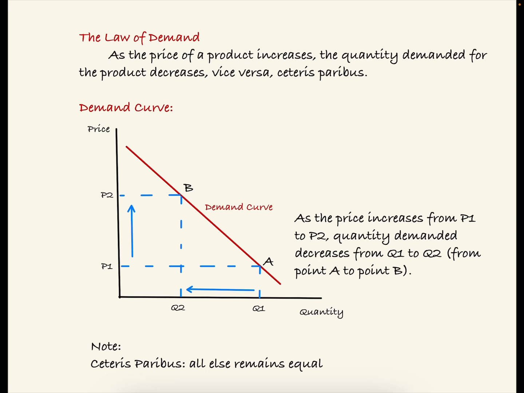We can see that price is always on the vertical axis, and quantity is always on the horizontal axis. As the price increases from P1 to P2 in our example, the quantity demanded decreases from Q1 to Q2. With this in mind, we move along the demand curve from point A to point B as the price increased from P1 to P2. Please note that ceteris paribus means all else remains equal.